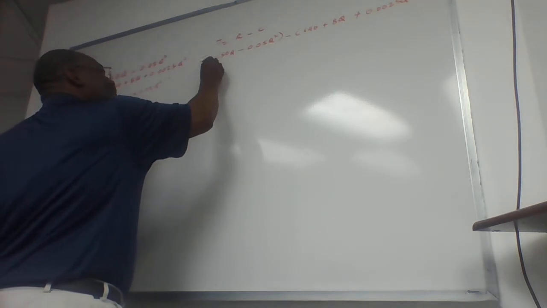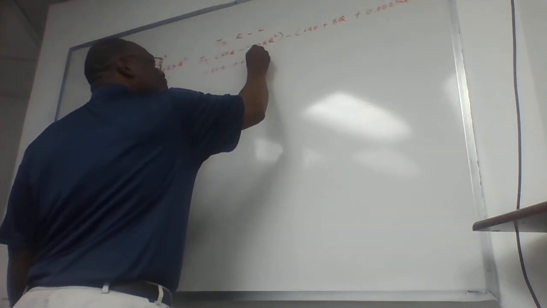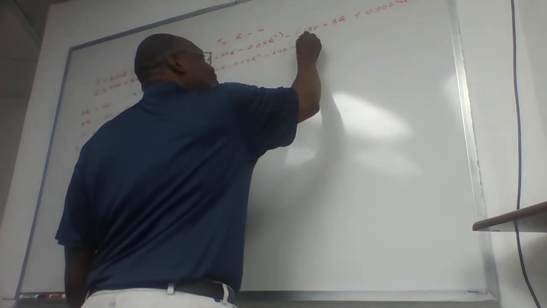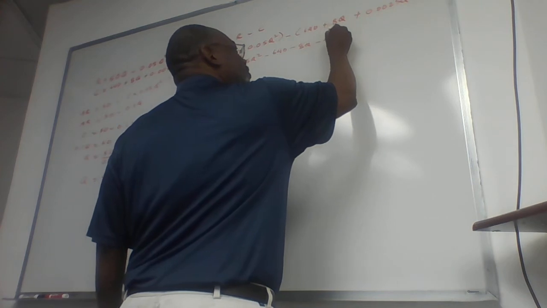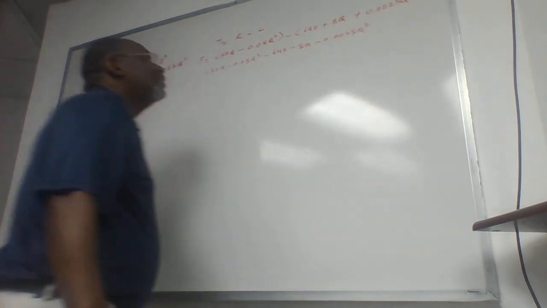Okay, so this should be easier. Think of your profit. So I have 50Q minus 0.05Q squared minus 640 minus 8Q minus 0.0025Q squared. Now let's collect all my terms.